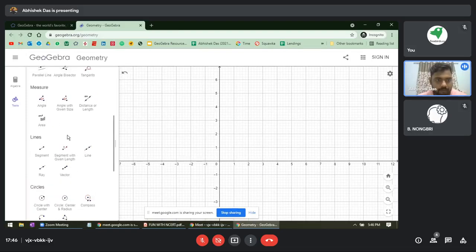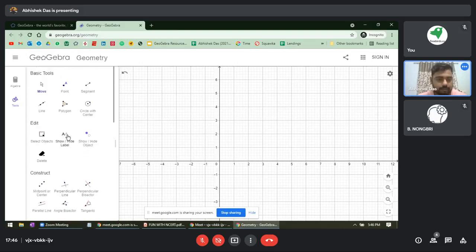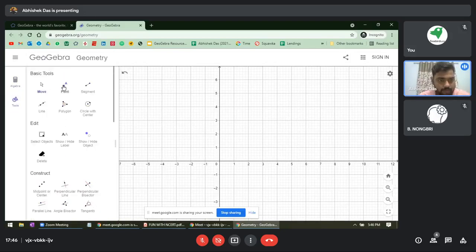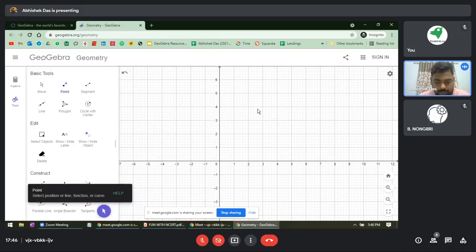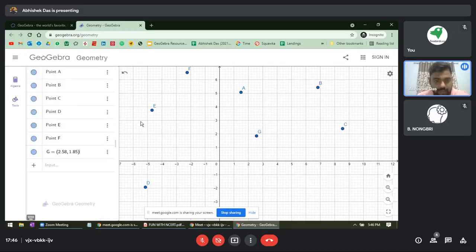You will get how to draw parallel lines. You will get angle bisector. You can find out the midpoint or perpendicular bisector. All these things are in these basic tools. And of course, the algebra view out here, you can write down the function directly. Let's start with the point function out here, right? So you can just put down points on the screen. And after using every tool, you have to basically press enter.